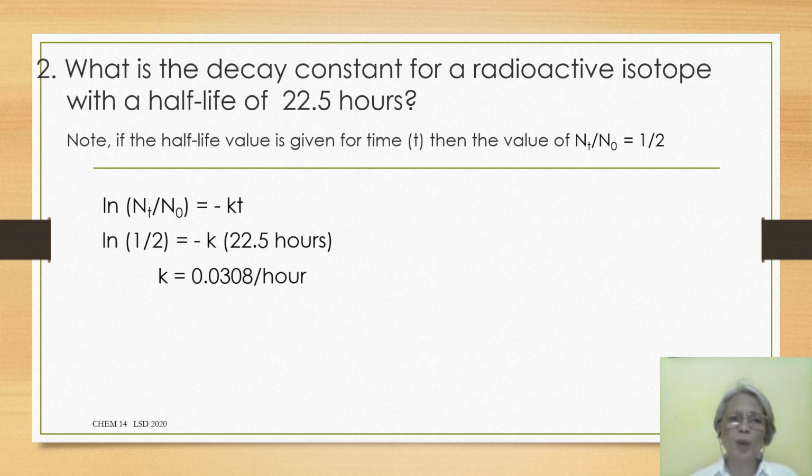Now, we have this problem. What is the decay constant for a radioactive isotope with a half-life of 22.5 hours? Since this is a half-life, the ratio n sub t over n sub o is simply 1 over 2. So we substitute that value to n sub t over n sub o, substitute 22.5 hours to our t, and solve for k. Simple algebra would give us 0.0308 per hour as our decay constant.